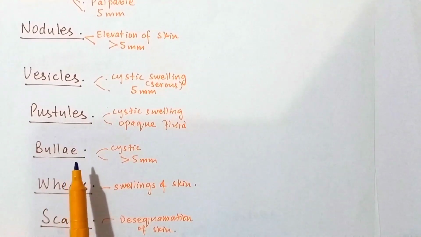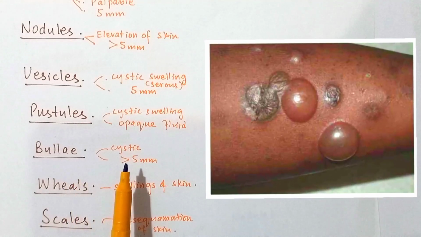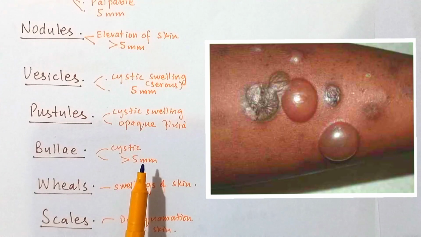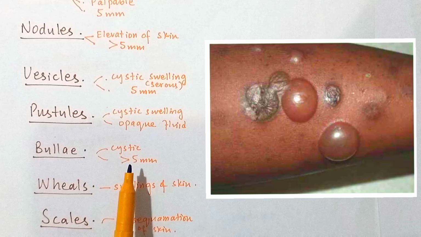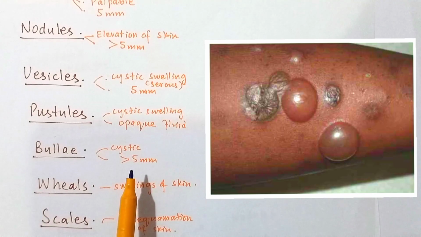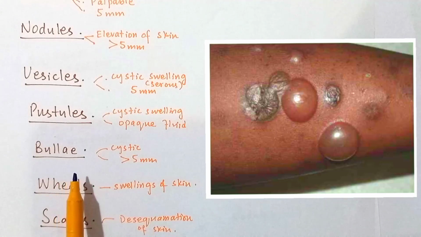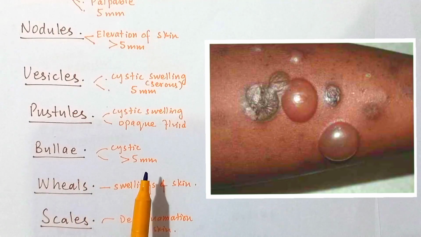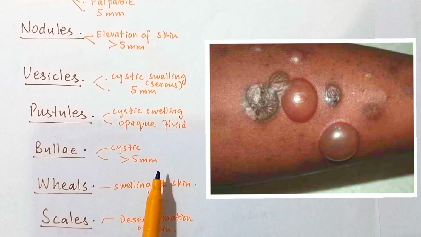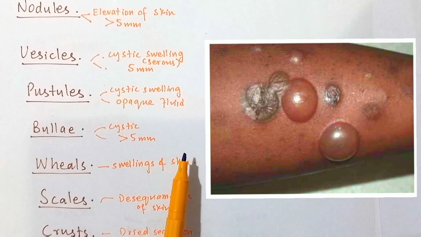Next one is bullae. These are the cystic lesions of more than 5 mm diameter. So the large blisters of the skin that have more than 5 mm diameter are the bullae. These are filled with serous, seropurulent or hemorrhagic fluid. So bullae are formed in case of burn injury.